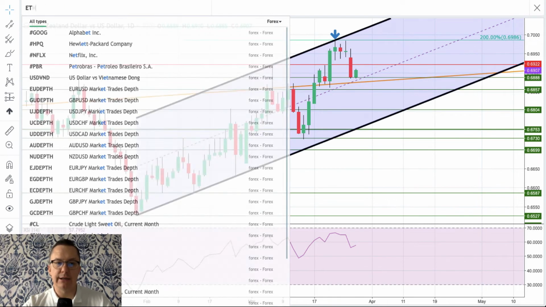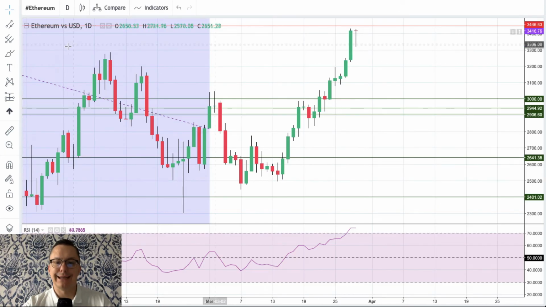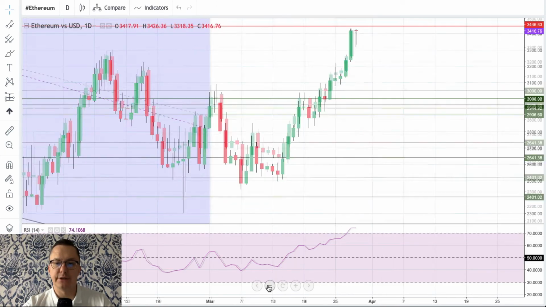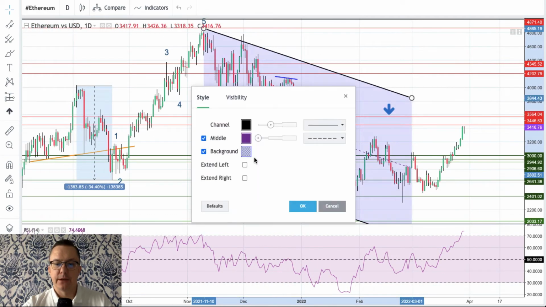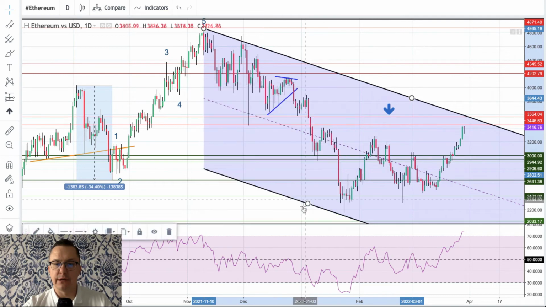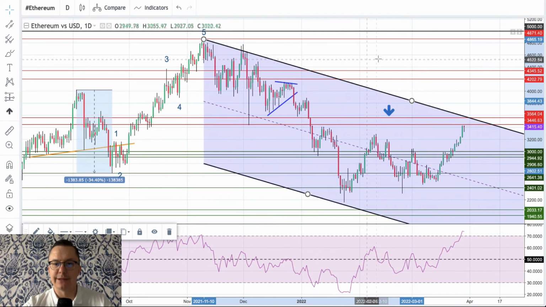Let's take a look at Ethereum versus the American dollar, daily time frame chart. What is Ethereum doing? Ethereum is flying higher. Let me just extend this channel to the right. There you go. We will extend this channel after the top was made at 4,865.